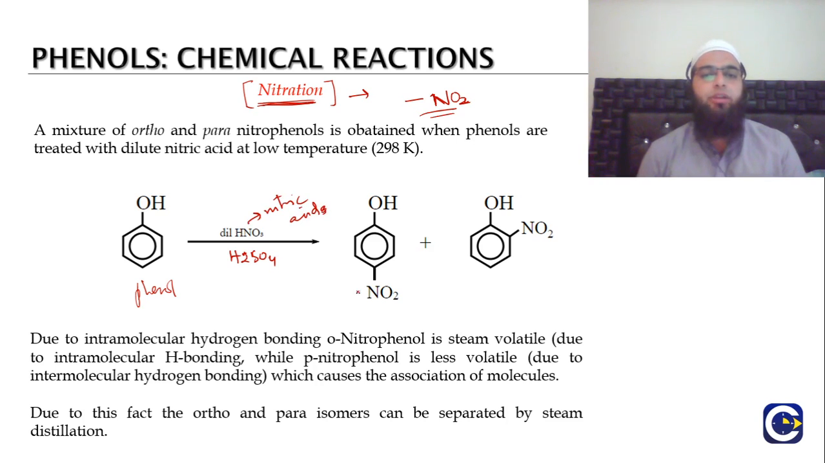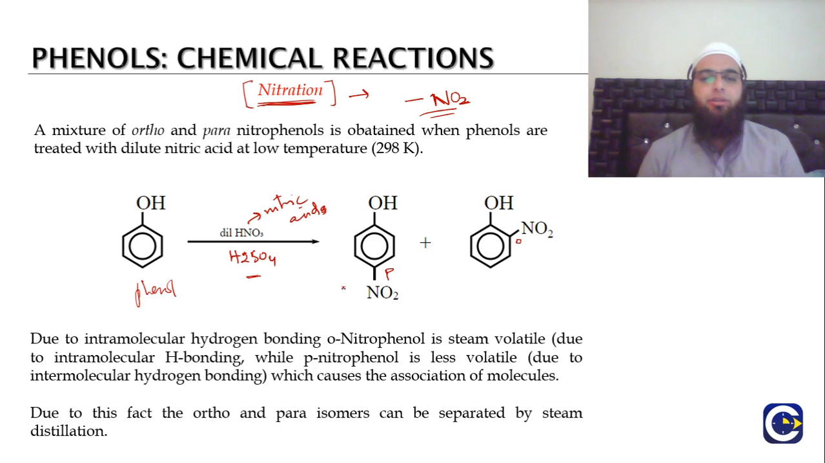We get two types of substitutions. One substitution is at the para position and one substitution is at the ortho position. So this is para nitrophenol and this is ortho nitrophenol, or we can also call this 4-nitrophenol and this 2-nitrophenol. We get these two different isomers of the same compound when we treat phenol with dilute nitric acid in the presence of acid.